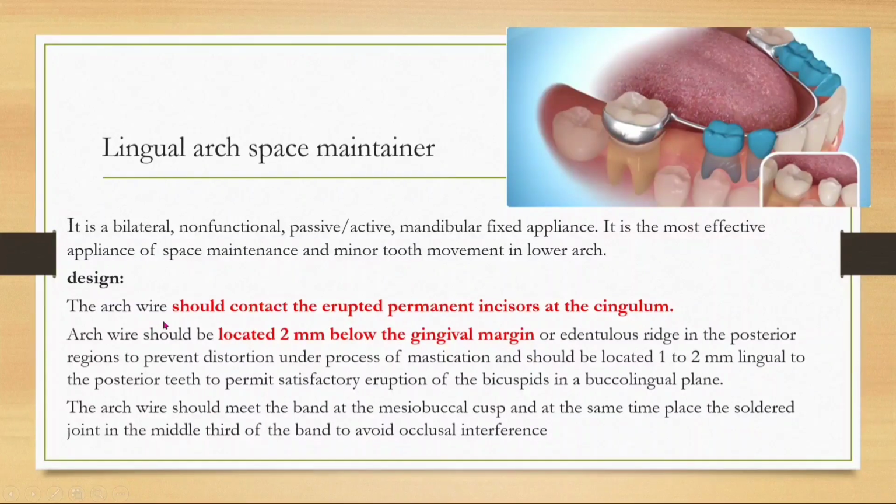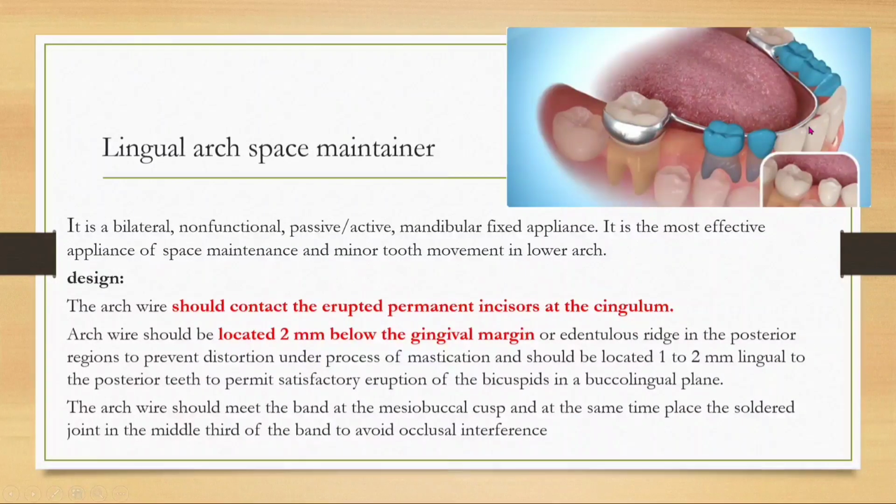And the design. This is the arch wire. This arch wire should contact the erupted permanent incisors. This is a permanent incisor. It should contact the permanent incisors at the cingulum. So this is the cingulum part. And the arch wire should be located 2 mm below the gingival margin.